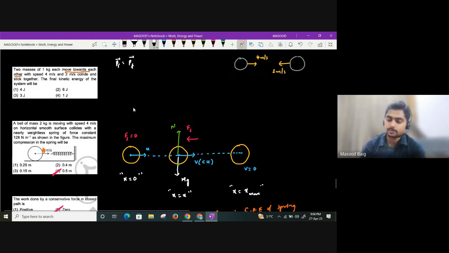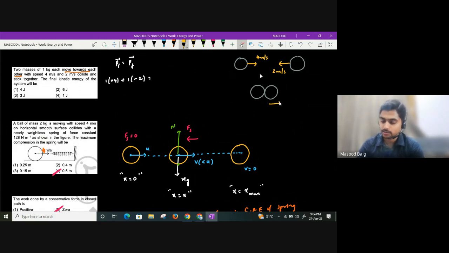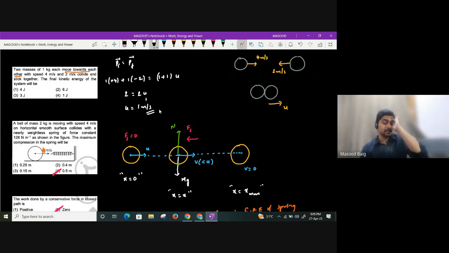So what is the initial momentum here? 1 into plus 4 plus 1 into minus 2. Finally also momentum has to be same, but finally they are going to move together, guys, with common speed. Obviously they will be moving along positive x direction, let us say with speed u. What we can write? 1 plus 1 into u equals 4 minus 2, you will get it as 2 into u. So what is the common speed? 1 meter per second. They're asking us to find the final kinetic energy of the system.